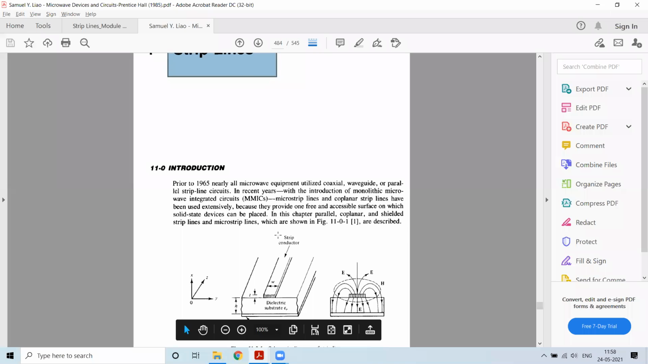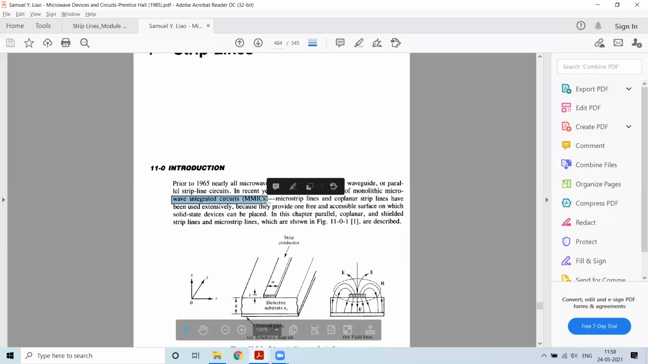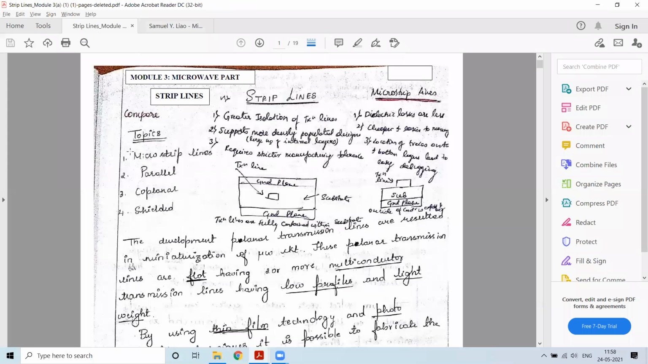This strip line basically helps us to connect integrated devices. Say I want to make a connection with a diode. How can I do it? I can do it with the help of a strip line. These strip lines which we are talking of, we classify under monolithic microwave integrated circuits. Again we can have multiple classifications in this. What are the other classifications? We have the microstrip lines, the parallel strip lines, the coplanar strip lines, and the shielded strip lines. These are the four types we'll be discussing in this case.